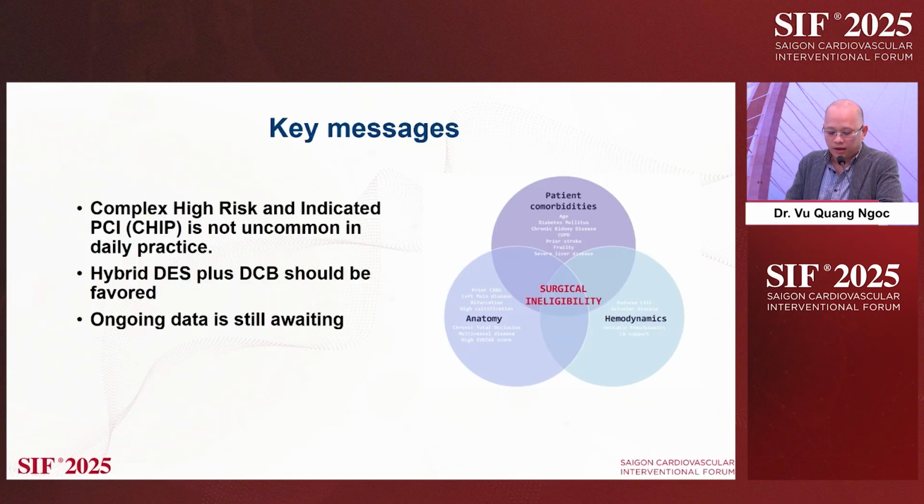So the key message is that complex hybrids and indicated PCI is not uncommon in daily practice, and hybrid DES plus DCB should be favored. We have quite a lot of large ongoing data for this, and the data is still awaited. Thank you.